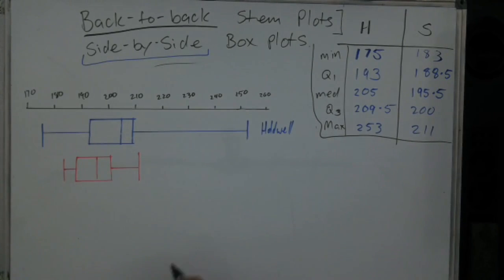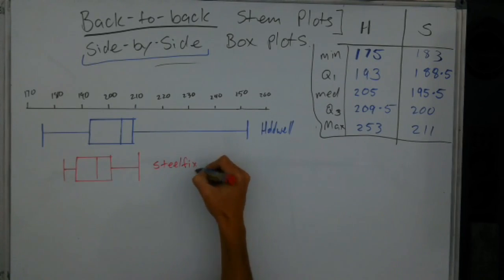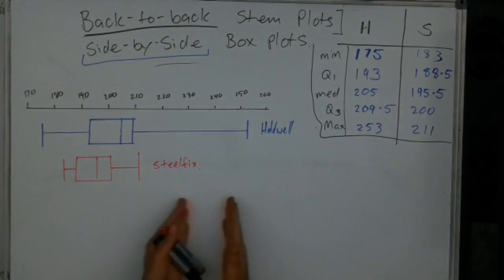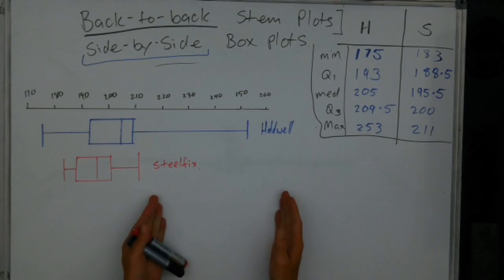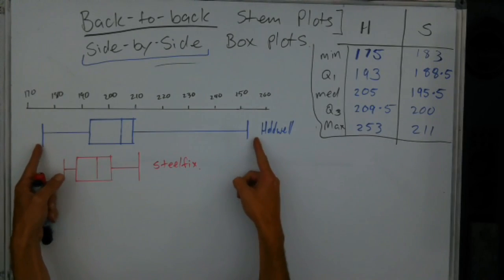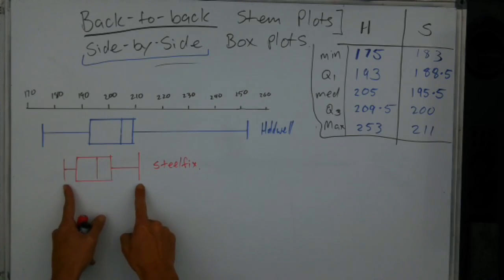And what were they called? Steel Fix. Okay, so I'm hoping now that we've plotted both of those sets of data on the same axis with box plots. Now notice side by side usually means laterally, but as far as box plots it's a vertical side by side. You can see how spread out the Holdwell data was, and remember we talked about that with the stem plot, and the Steel Fix data is much more narrow.